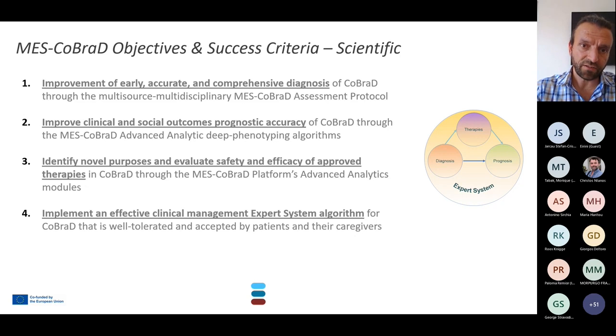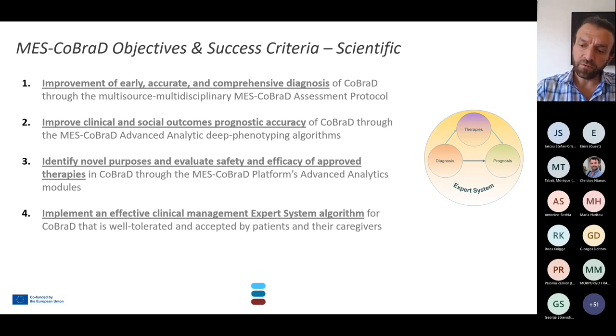So to that extent, on a scientific objective and success criteria for us, first is, how do we improve early, accurate, and comprehensive diagnosis in these disorders? Furthermore, how can we improve our prognosis? If you are given a diagnosis now, can you be told what to expect in the years to come?